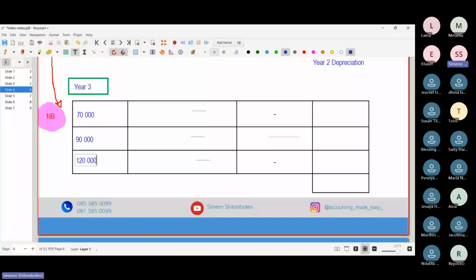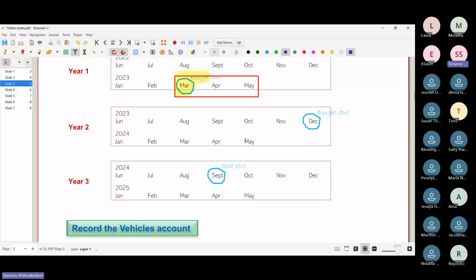Now, if you look at this information, we sold one of the assets in September, but at the beginning of the year, we did not yet sell it. We still had it here in July, in August, and in September. You must still calculate depreciation for this part. You should still calculate depreciation for those 4 months.